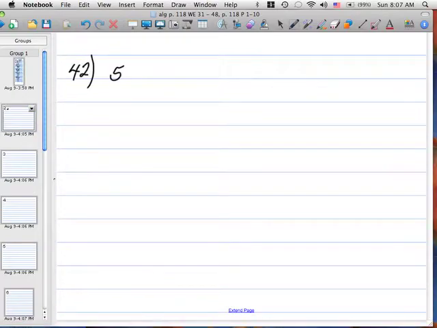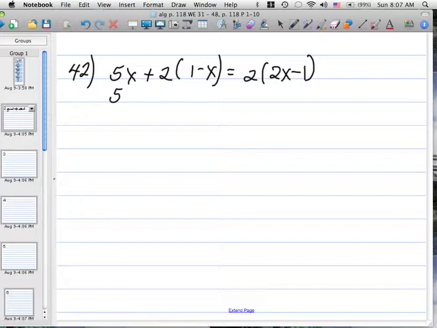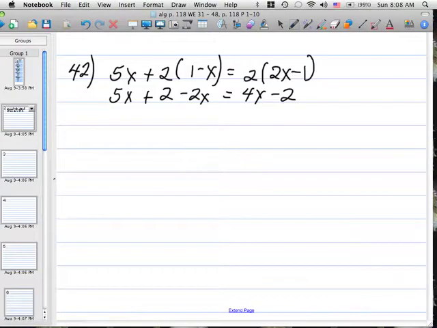Problem 42: 5x plus 2 times the quantity 1 minus x equals 2 times the quantity 2x minus 1. Simplifying, get rid of parentheses. 5x plus 2 times 1 is 2, 2 times the negative x is negative 2x. On the right, 2 times 2x is 4x, 2 times negative 1 is negative 2. The left still can be simplified. 5x and a negative 2x is 3x.